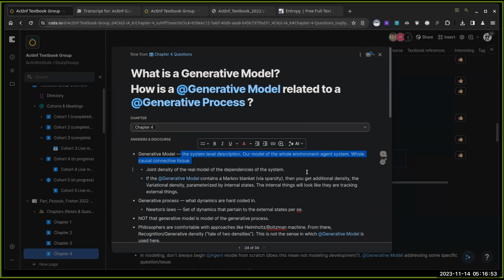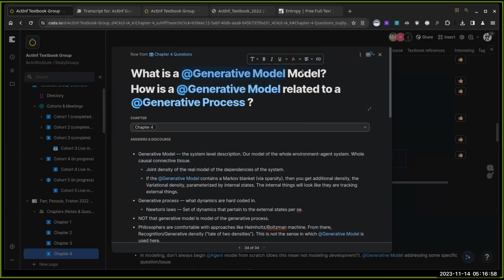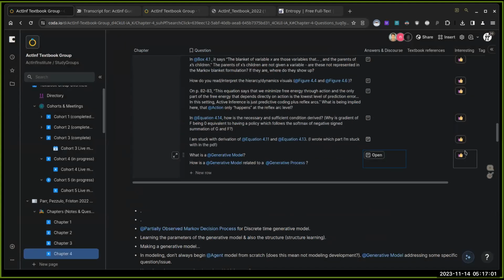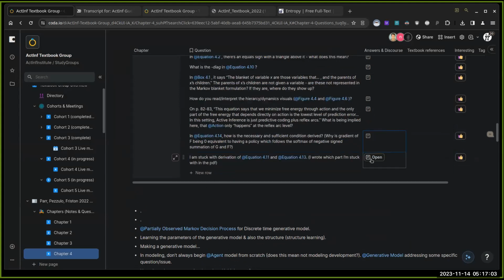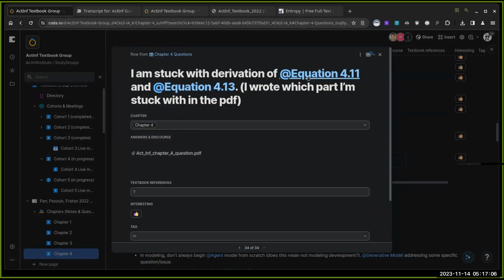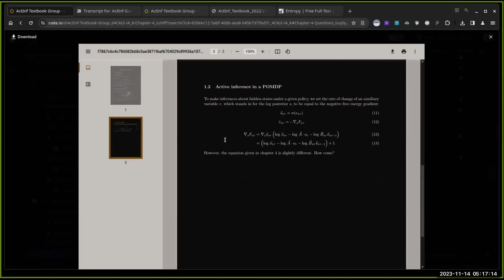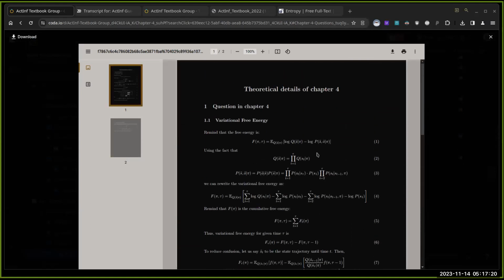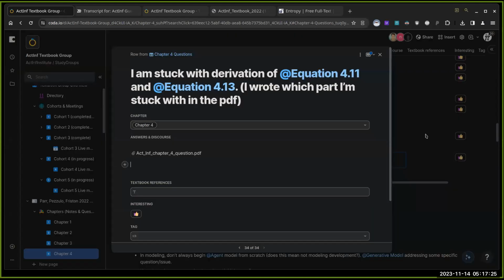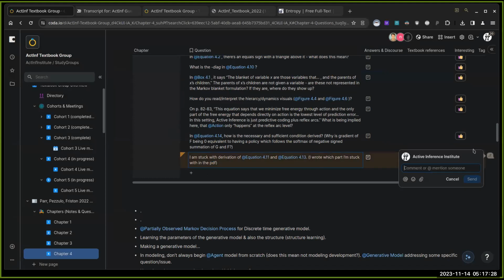Any comments or thoughts? Okay, I'm stuck with the derivation of equation 411 and 413. I wrote which part I'm stuck with in the PDF. Cool. That looks awesome. If anybody wants to go through it, we could. But I think let's just save this for, I'll just write a comment that it would greatly benefit from somebody who wants to look through this derivation.